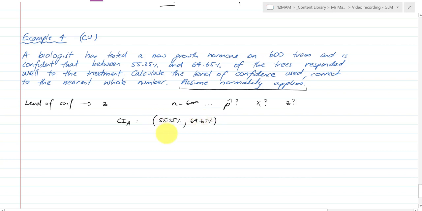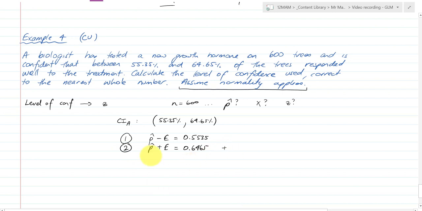Now, I can work out p hat. Take a second to think about this. P hat will be the median of these two, because in equation 1, I get p hat minus e, our margin of error, is equal to, and I'll convert to decimals now, 0.5535, and then p hat plus e will be equal to 0.6465, and that's the second equation.